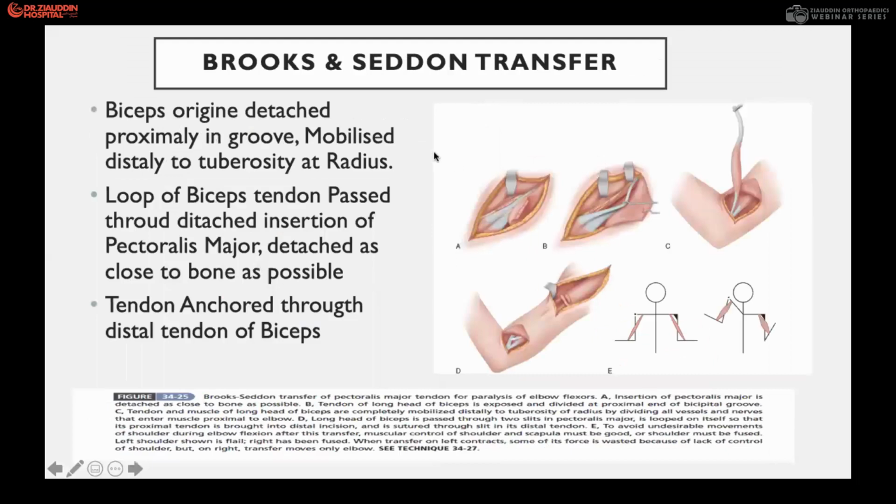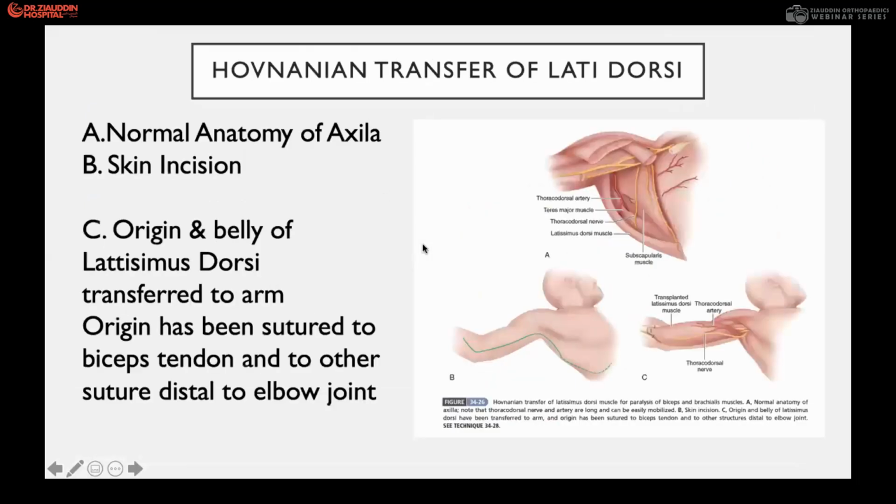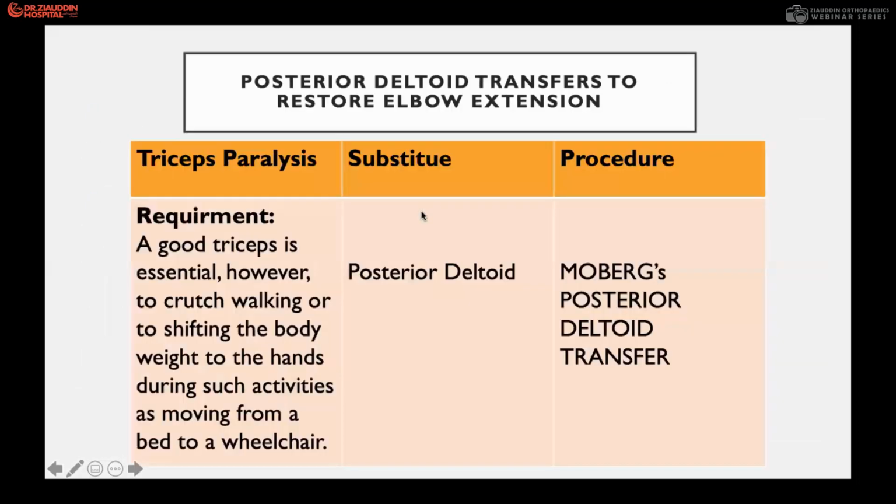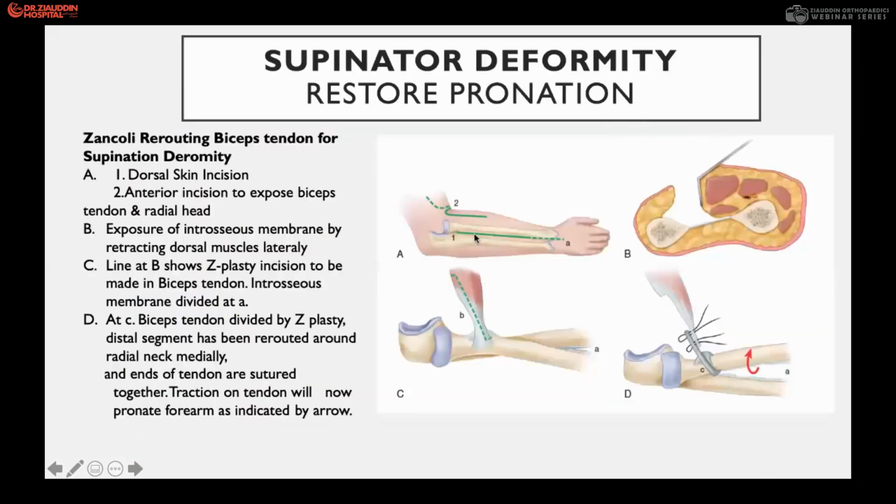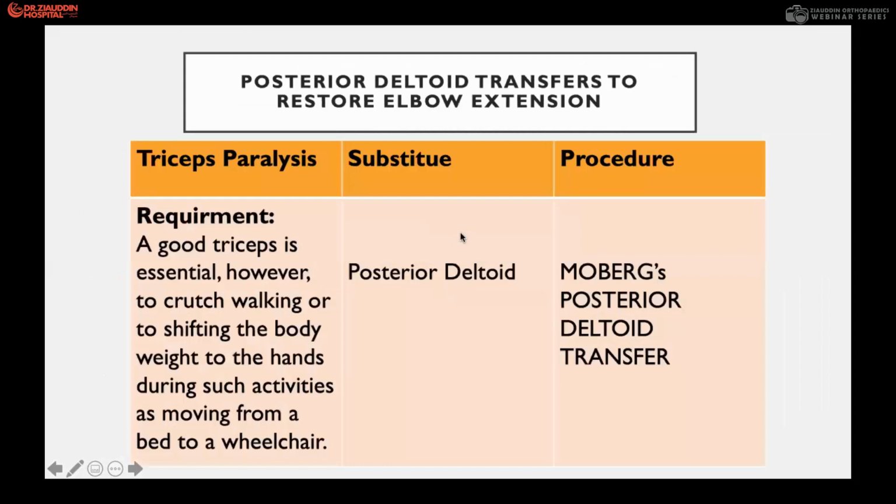Here is the Brooksman and Ziauddin transfer, where the biceps tendon is detached superiorly through the detached portion of the pectoralis major. It is reinserted, and the pectoralis major acts as the flexor of the elbow joint. Ovenian transfer is mostly latissimus dorsi transfer for the flexor muscle of the elbow joint. Sometimes there is an elbow extensor paralysis or weakness, that is the triceps paralysis. You can use the posterior deltoid muscle like this, which is called the Momberg procedure.